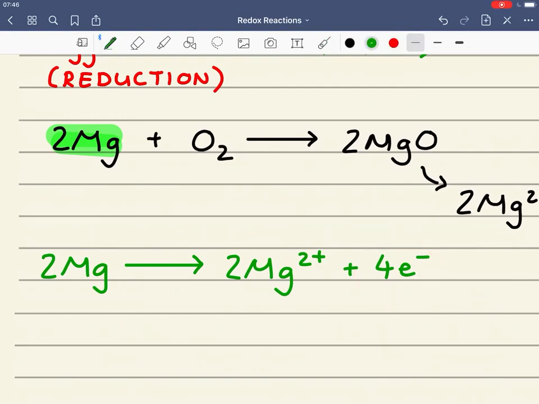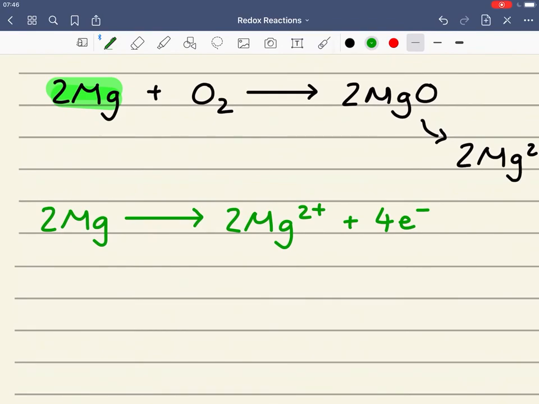So we said we know that the magnesium is oxidized because the magnesium has gained oxygen, but oxidation can be now thought of as also the loss of electrons. So now oxidation can be thought of as loss of electrons. The magnesium is oxidized because it's lost electrons to form these magnesium ions.